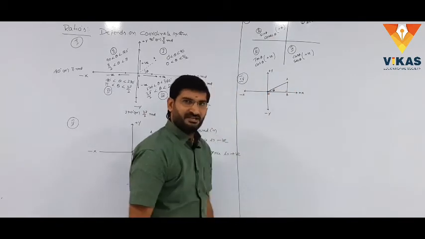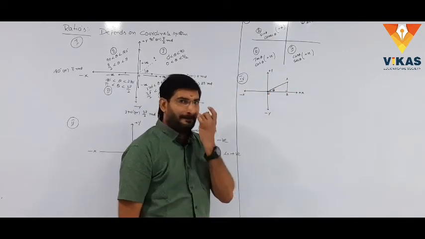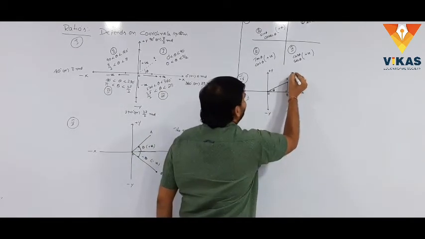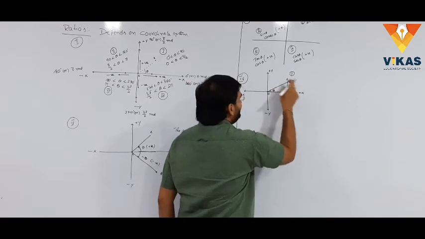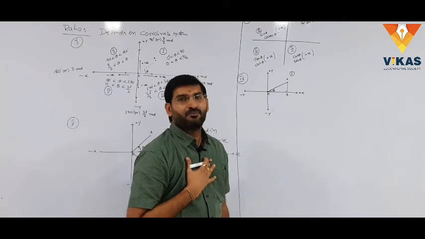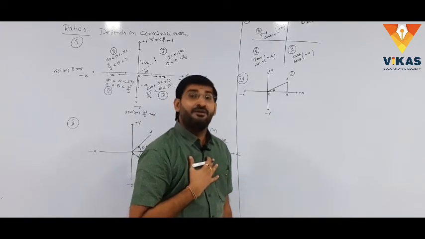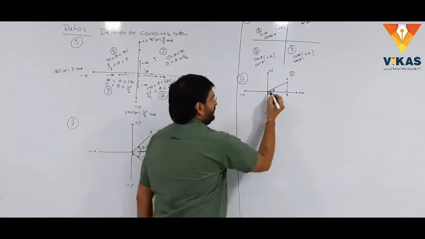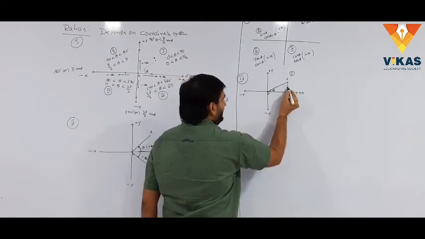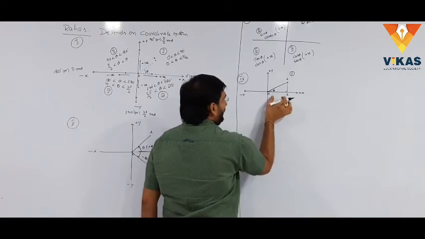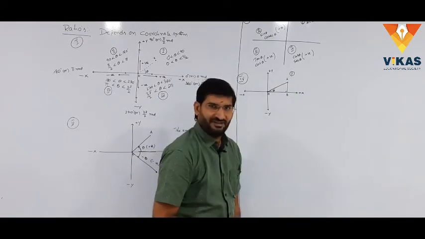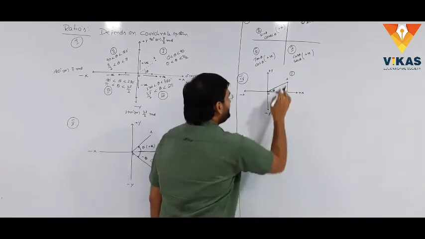Understand students? I construct one right angle triangle in the first quadrant. This is the origin O, this is A, this is B. AB is the opposite side, OB is the adjacent side, OA is the hypotenuse. This is the first quadrant.